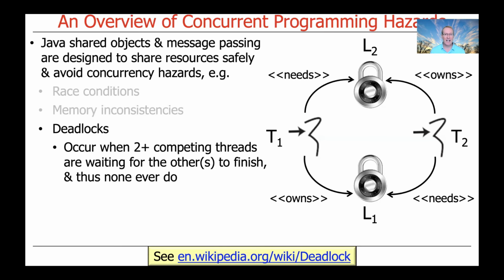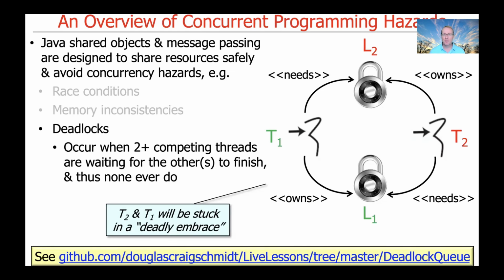And then the third and final hazard I'll outline here briefly is deadlock, which occurs when two or more threads are competing for the same set of resources, and one of them grabs onto one of the resources and tries to get the other one, and the other thread grabs the other resource and tries to get the first one. And here's a good example of this. Let's say that we have thread T1 that grabs lock L1 and then wants lock L2. And thread T2 simultaneously grabs lock L2 and wants lock L1. And what will happen here is they're stuck in what's called a circular wait or a deadly embrace.